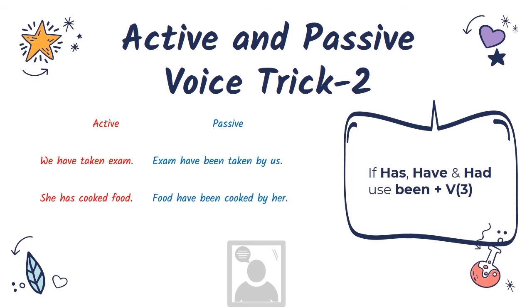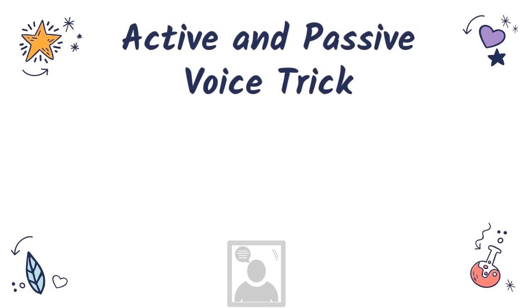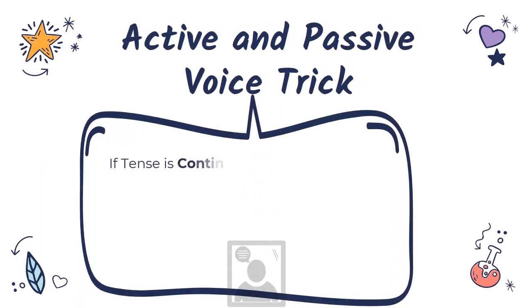She has cooked food. Food has been made by her, or cooked by her. They had built hospital. Hospital had been built by them. So these were two tricks. This will really help you in your English exams, especially in competitive exams or any government job exams.